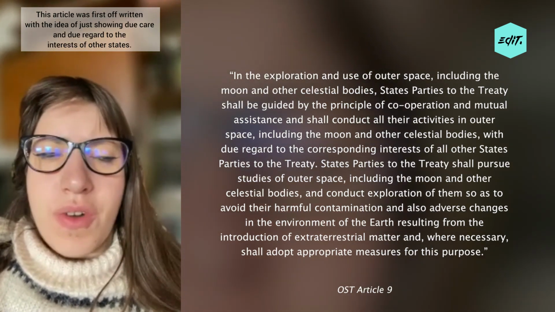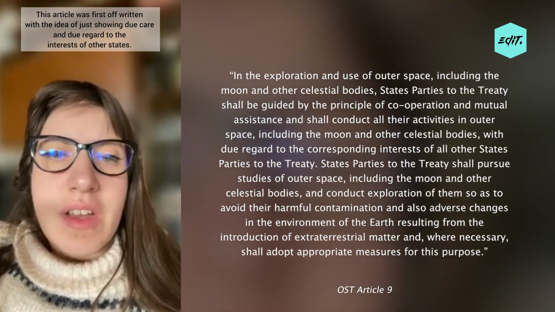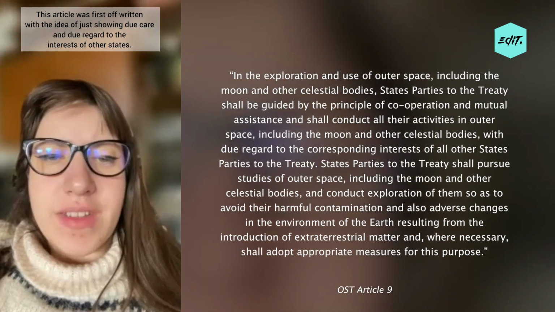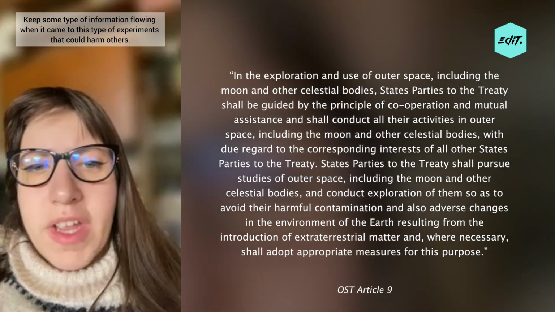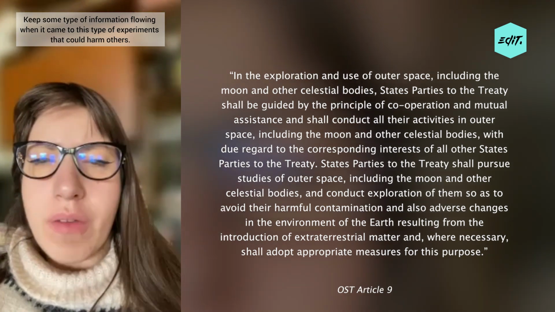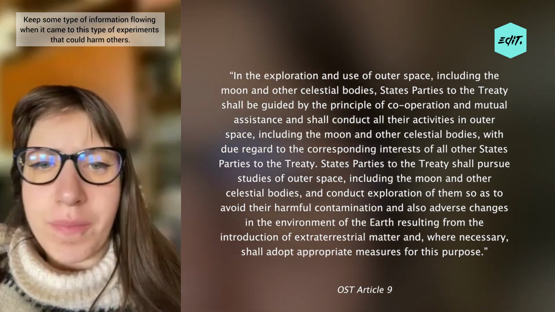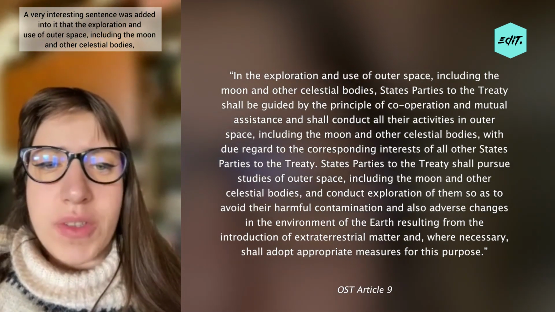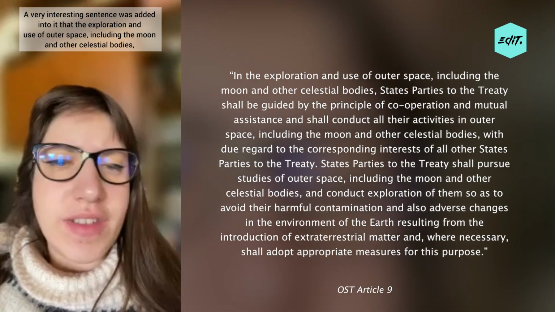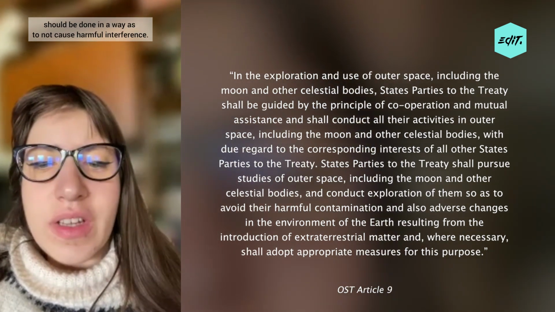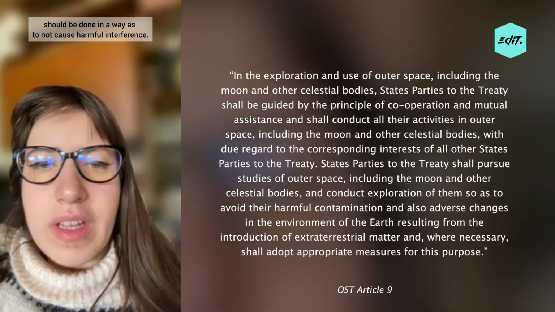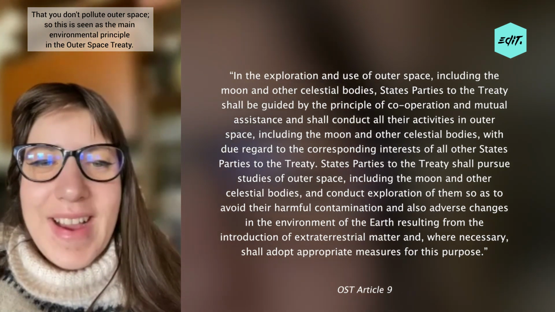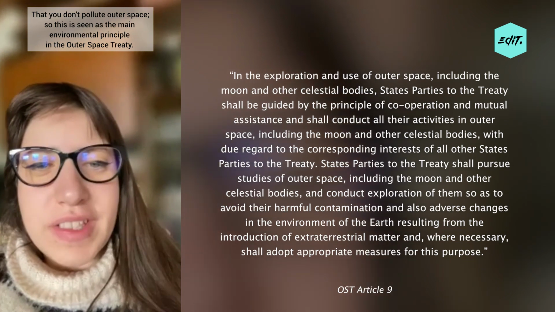This article was first off written with the idea of just showing due care and due regard to the interest of other states. Keep some type of information flowing when it came to experiments that could harm others. A very interesting sentence was added into it, that the exploration and use of outer space, including the moon and other celestial bodies, should be done in a way as to not cause harmful interference, that you don't pollute outer space. So this is seen as the main environmental principle in the Outer Space Treaty.